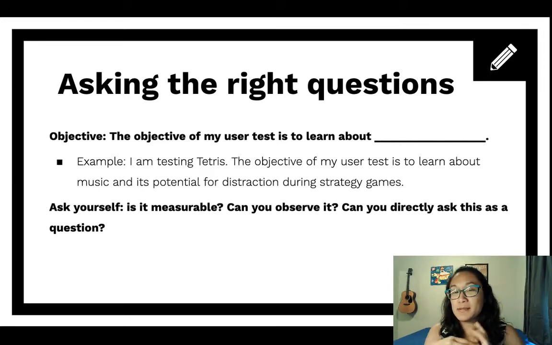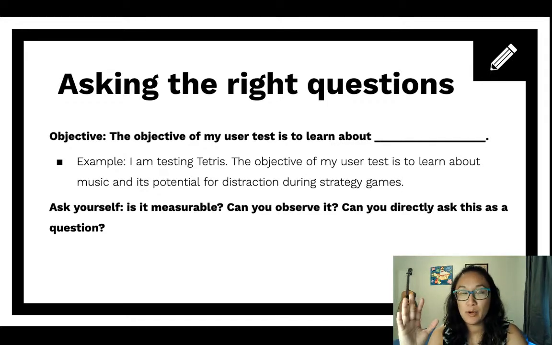So that's my hypothesis. When you write down your objective, I want you to consider a couple of different questions. Is it measurable? Can you observe it? Or could you even directly ask this as a question?